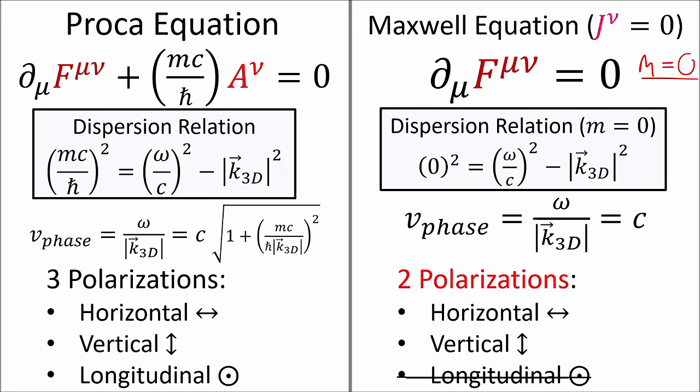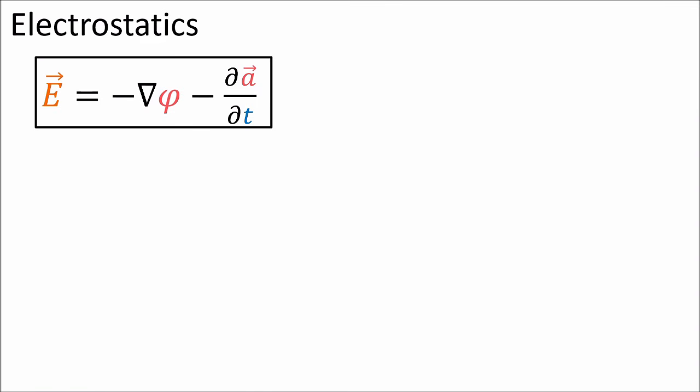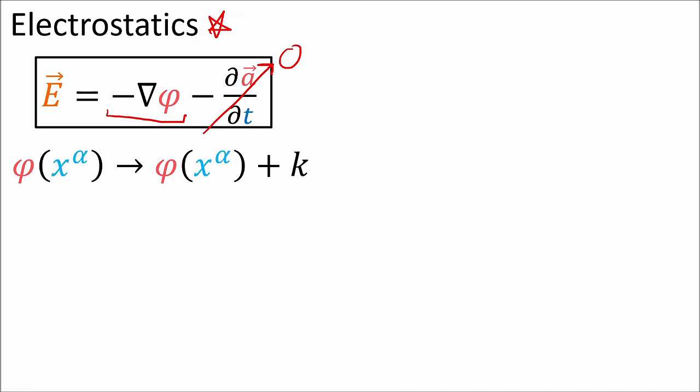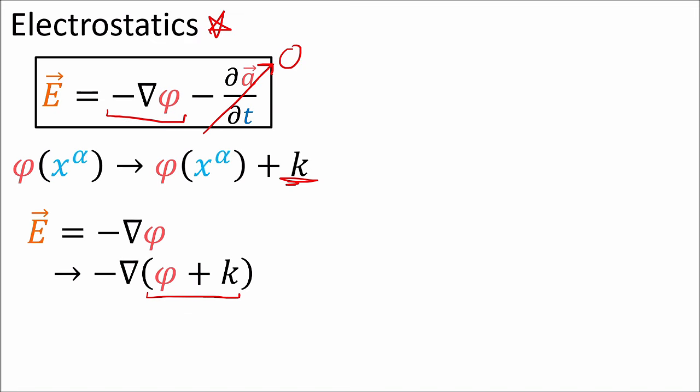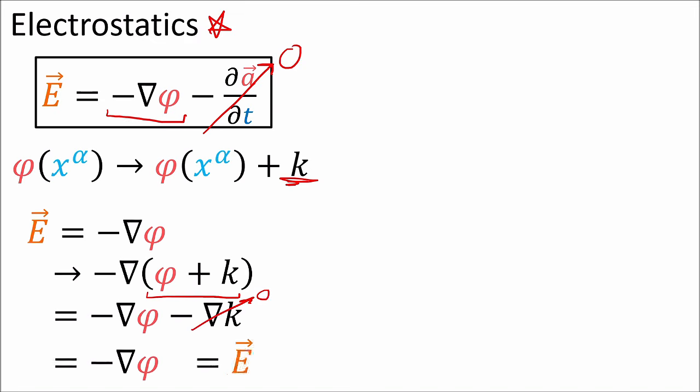To see why this happens, let's discuss gauge transformations. Now, with our potential formula for the electric field, in the special case of electrostatics, the time derivative part goes to 0, and the E field can be written as the gradient of a scalar function phi. This leads to a special property where if we transform the potential phi by adding a constant value k everywhere, then when we take the gradient of the transformed version, the gradient of a constant k goes to 0, so the result is unchanged.